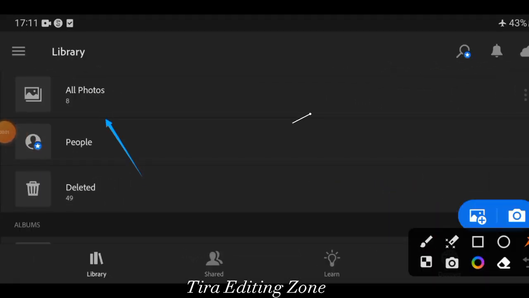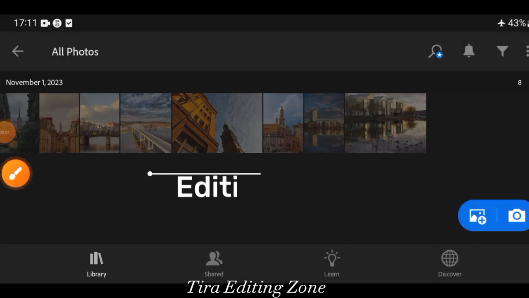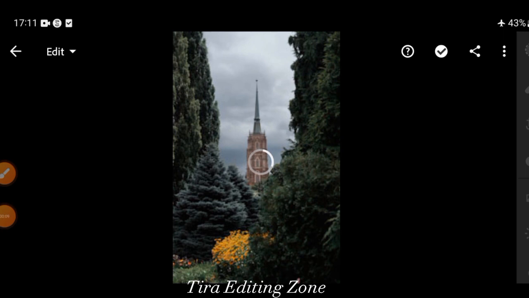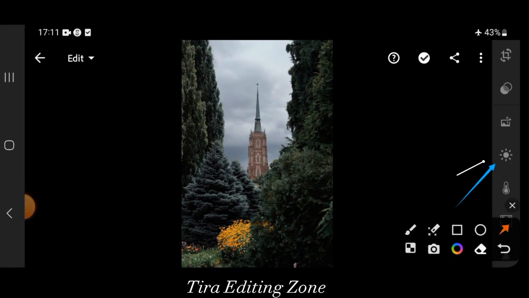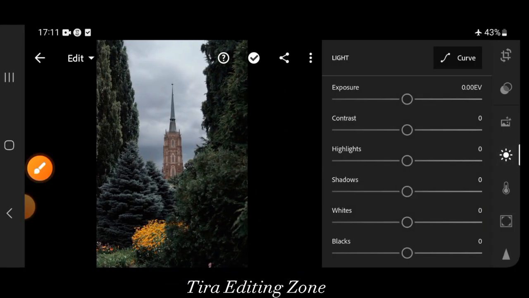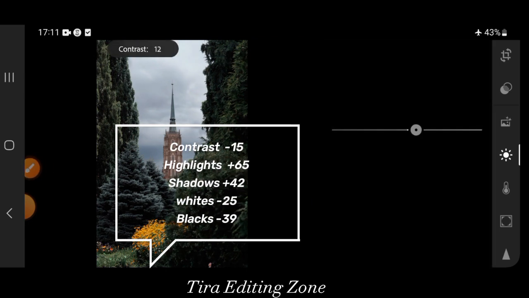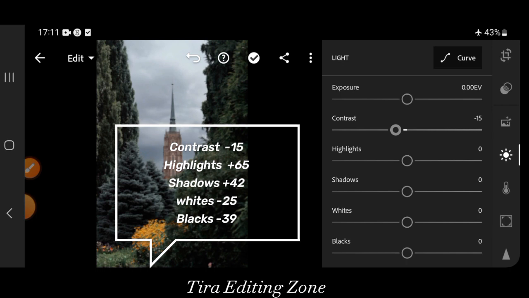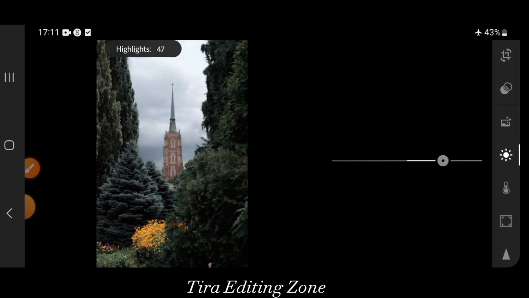Click and select photo. Editing start. Light. Contrast -15, highlights plus 65, shadows plus 2, whites -25, blacks -39.